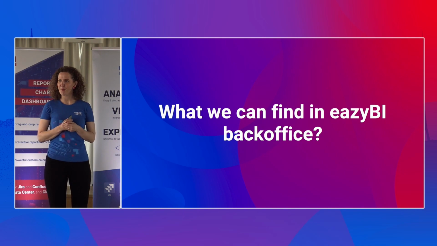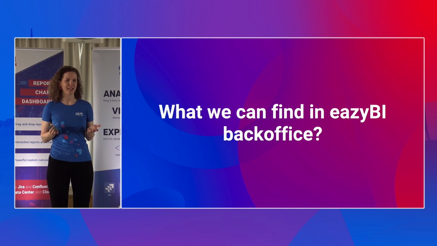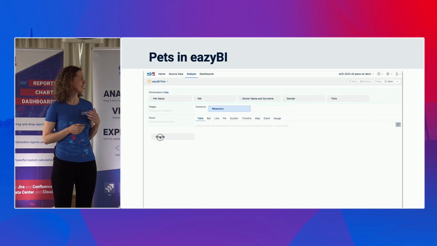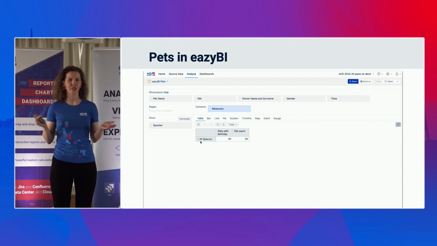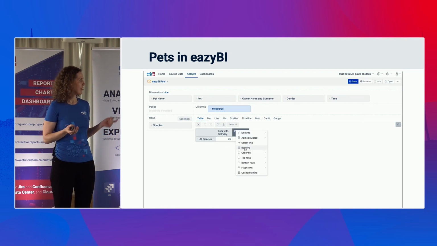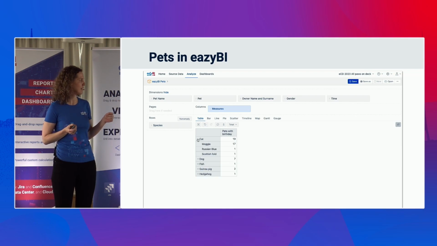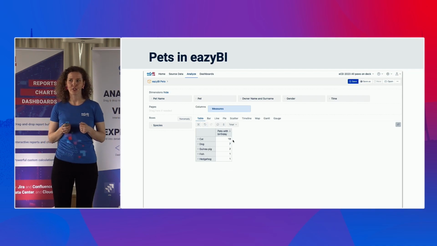So, what can we find in eazyBI Pet back office? Well, when you import the data into eazyBI, you have full functionality of eazyBI. One more thing I wanted to show here is the hierarchy. We have two levels, species and breed, and we can expand them and see that there are some breeds under cats and dogs. About the functionality, I can sort and see that, yeah, we have a lot of cats.